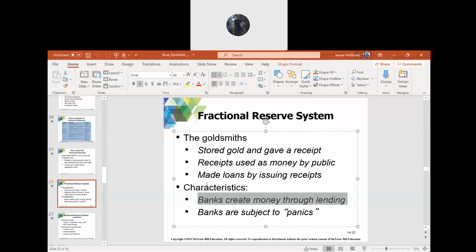Okay. And the characteristics or concepts here is that banks can create money through lending. So we're essentially saying that banks can lend to customers by giving them currency at an interest rate, and that creates money because they're putting money into the system by just lending to their customers.